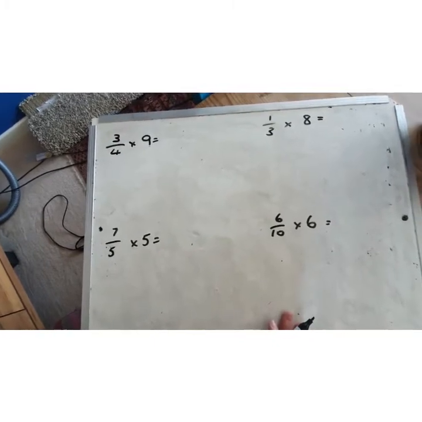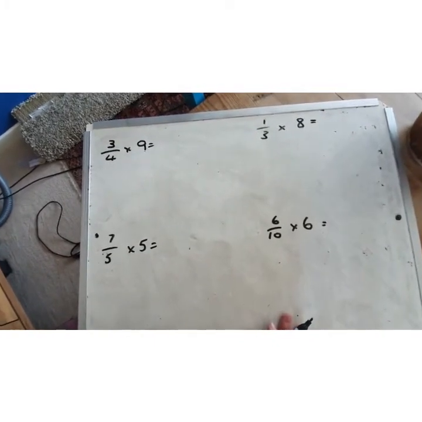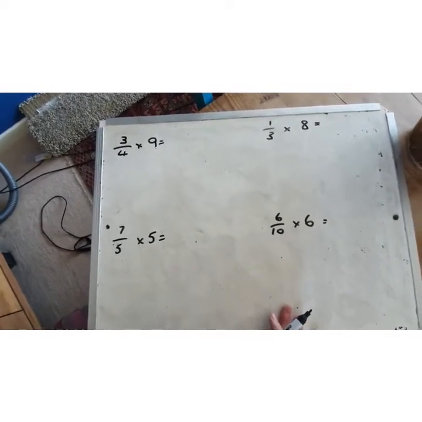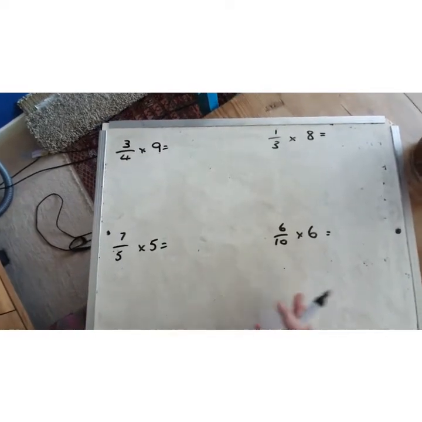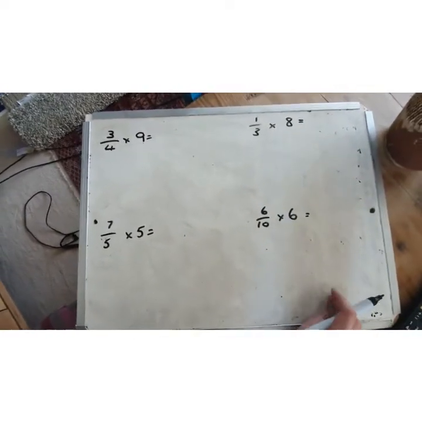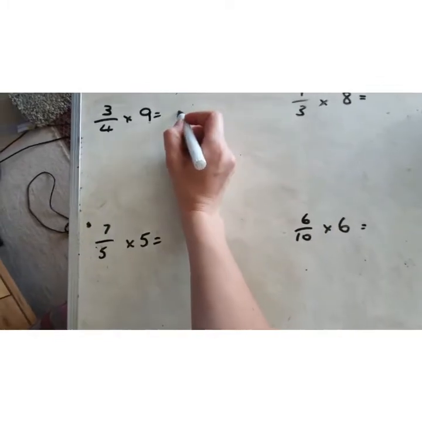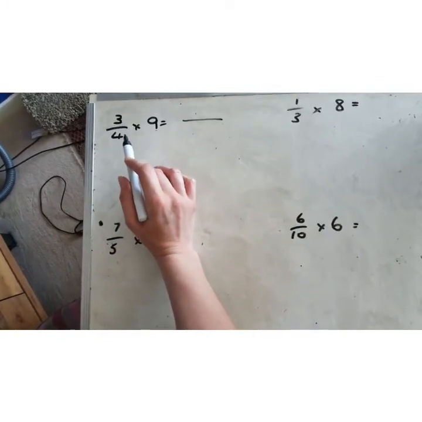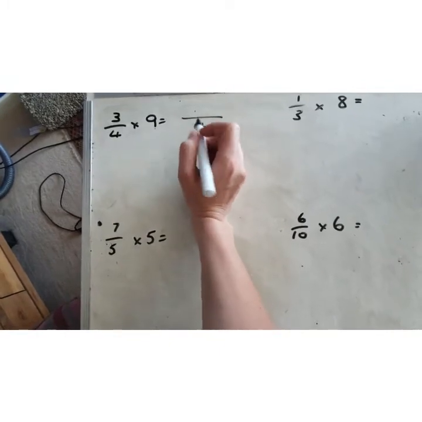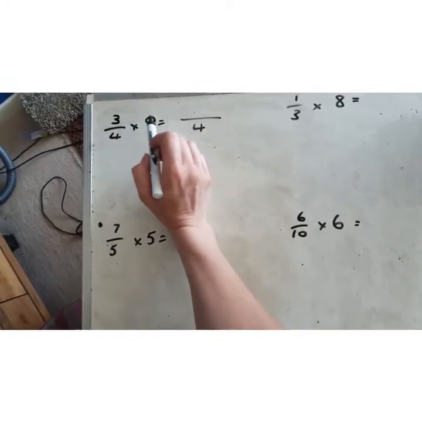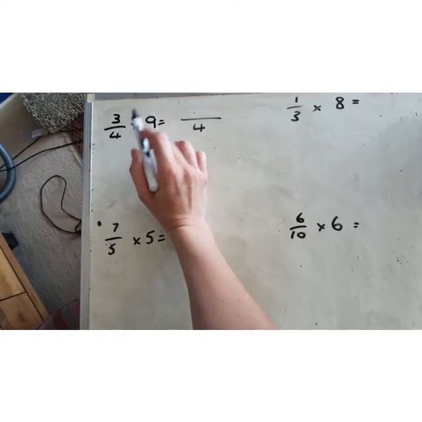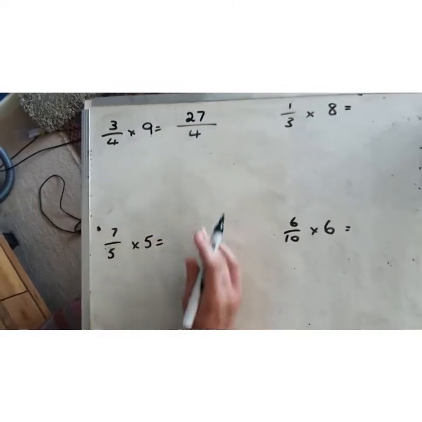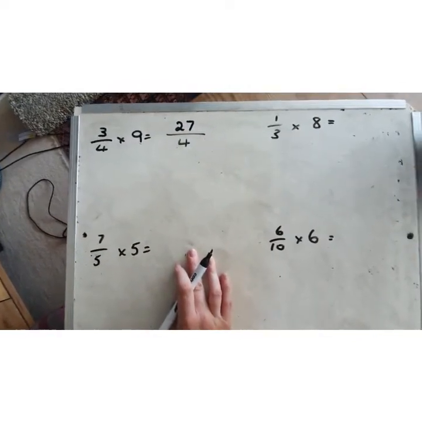3/4 times 9. 3/4 multiplied by 9. You could say it's 9 lots of 3/4. You could say it's 3/4 add 3/4 add 3/4, 9 times. The first thing I want you to remember, denominator stays the same. We are still dealing with quarters. And then we have 3/4 9 times. We have 9 lots of 3, which is 27. So your answer should be 27/4.